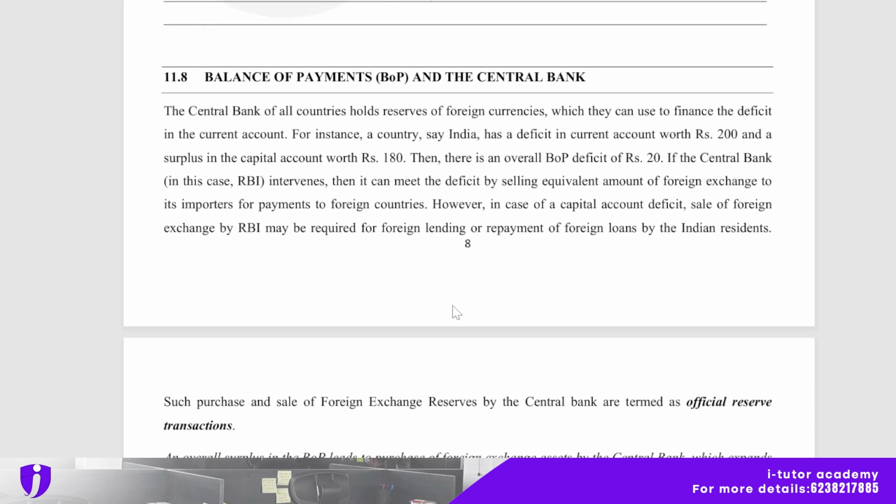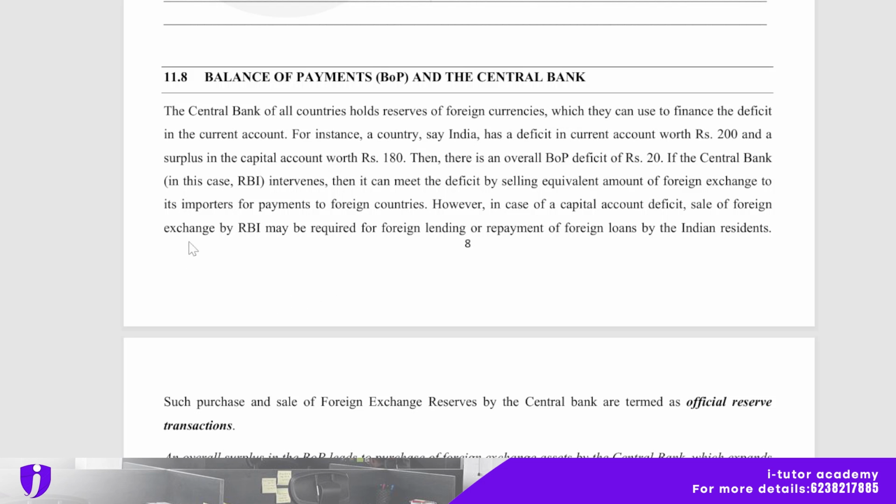And the next one is balance of payment and the central bank. The central banks of all countries hold reserves of foreign currencies which they can use to finance the deficit in the current account. For instance, a country, say India, has a deficit in current account worth Rs 200 and a surplus in the capital account worth Rs 180. Then there is an overall BOP deficit of Rs 20.